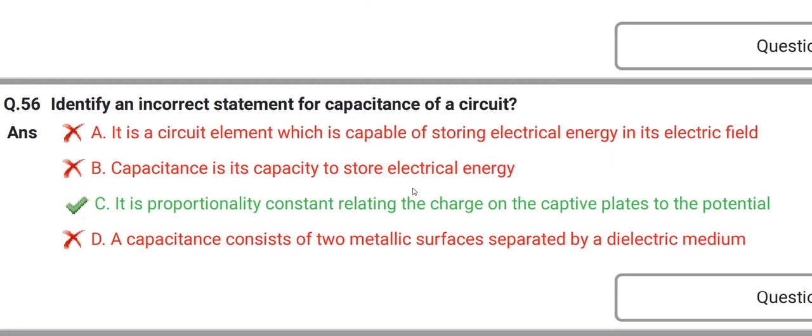Identify an incorrect statement for the capacitance of the circuit. If you read the first, second and fourth options, you will easily get the answer. It is the proportionality constant relating the charge on the capacitive plates to the potential. When you read options A, B and D, you will get the right answer. It is used for storing electrical energy in an electric field. Okay, the second option is also the same. A capacitor consists of two metallic surfaces separated by a dielectric medium.